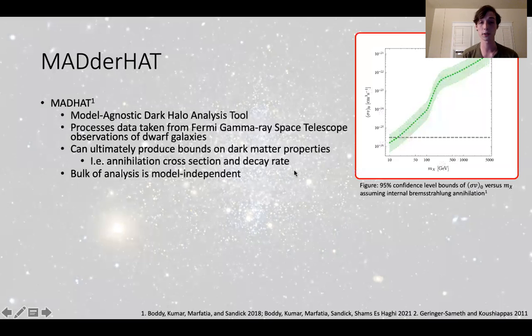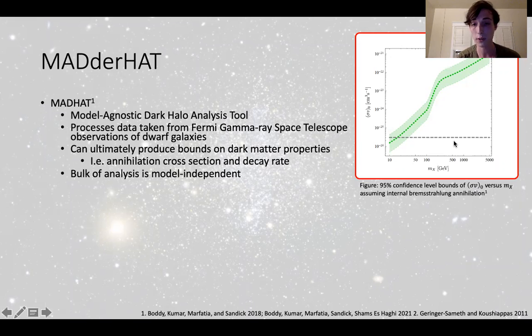So, first of all, a good thing to cover is what exactly is MadHat? Well, as I alluded to earlier, MadHat is short for Model Agnostic Dark Halo Analysis Tool. It's a computer program that processes data taken from Fermi Gamma Ray Space Telescope observations of dwarf galaxies or dwarf-like objects. And from this analysis, it can ultimately produce bounds on dark matter properties, such as the annihilation cross-section or the decay rate of our dark matter.